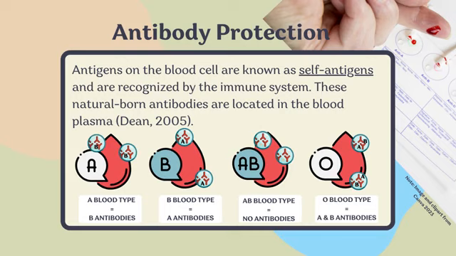So let's just recap real quick before we go any further. Our blood type is determined by the presence or absence of either A or B antigen, and they are known as self-antigens because they're protected at birth by special cells that will attack if there are any incompatible blood types that enter our bloodstream.